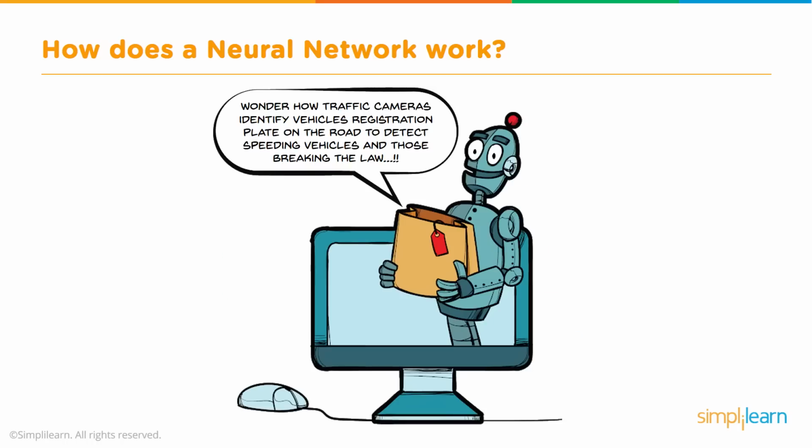Wonder how traffic cameras identify vehicles' registration plates on the road to detect speeding vehicles and those breaking the law? They got me going through a red light the other day, well, last month. That's the horrible thing. They send you this picture of you and all your information because they pulled it up off of your license plate and your picture. I shouldn't have gone through the red light.